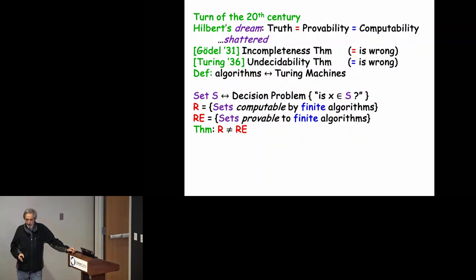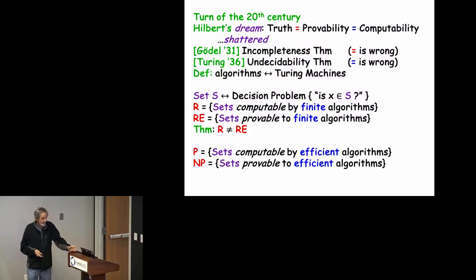Here's a different definition. There's an algorithm which lists all the elements in S. That's RE. It doesn't need to be finite. It cannot be finite if S is infinite, but every element in S will be printed at some finite time, which you don't know. So that's RE. So it's bigger, clearly, and they are different.